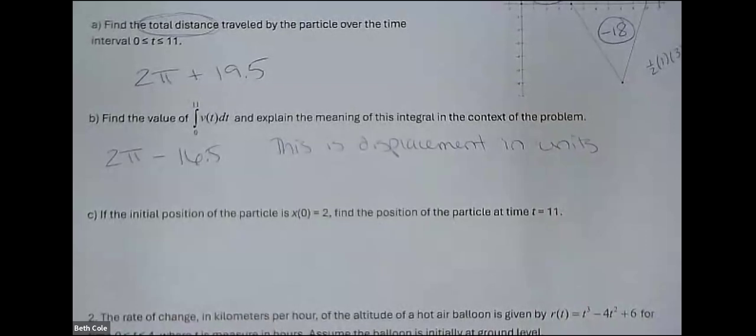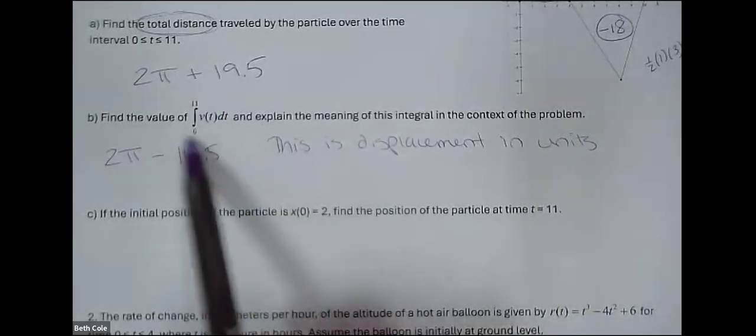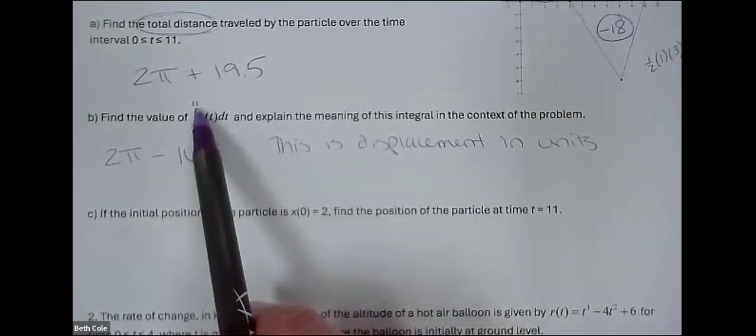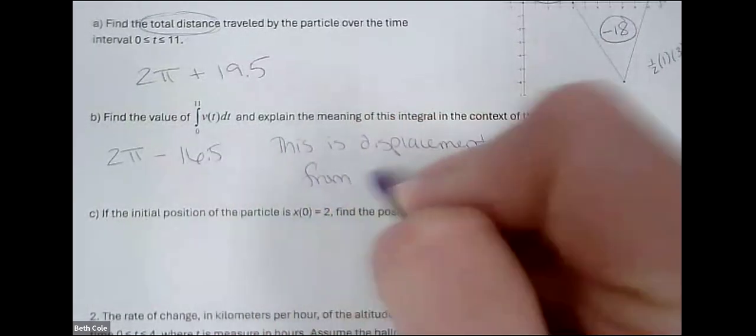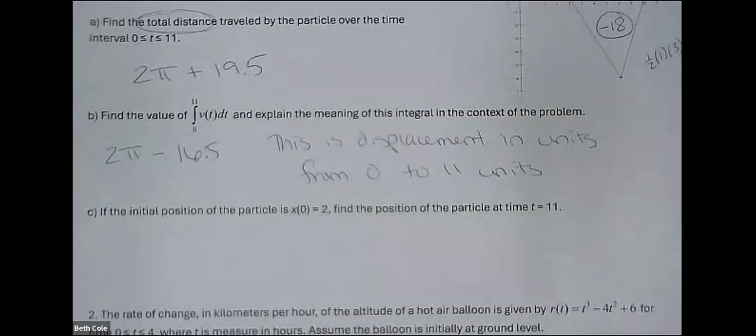I'm putting that because on the AP exam, they're going to give you something, like in yards, and then you have to say one other thing. What else do I have to explain about this? Boundaries. From 0 to 11, I'm just going to put units. It would be from 0 to 11 minutes or seconds or years or millennia, whatever your time measurement is.